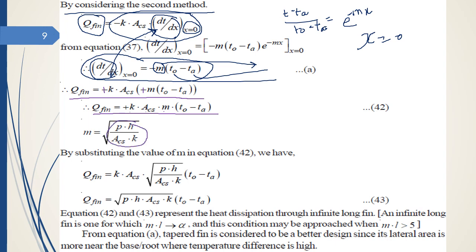And we know the fin constant m is under root of hP divided by AK, where P is the perimeter of the fin, h is the convection heat transfer coefficient of the surrounding fluid, K is the thermal conductivity of the fin material, and A cs is the cross section area of the fin material. So now we put the value of m and simplify it. So we will get the most important second result, Q fin is equal to under root of PhAK into T0 minus Ta. So this equation represents heat transfer through an infinitely long fin.